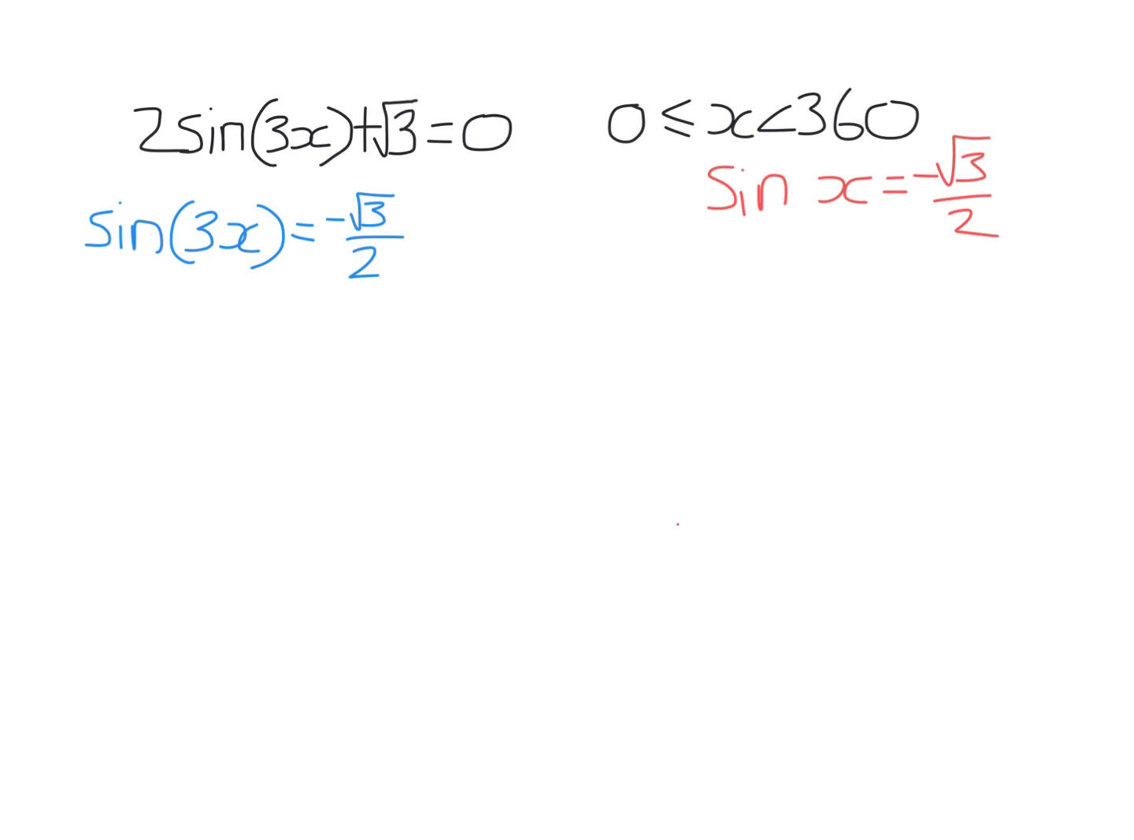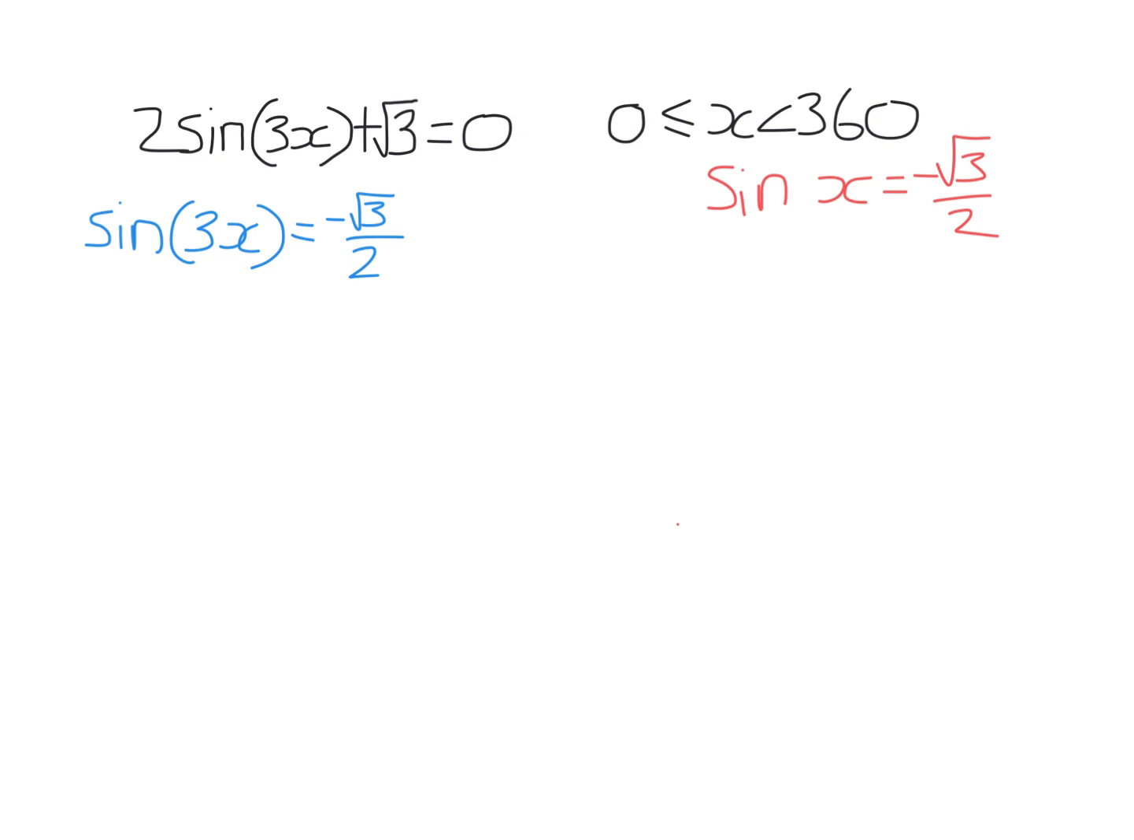So if you're wondering why that is, just think about the graphs of sine x and sine 3x. Instead of having one peak every 360 degrees, sine 3x has 3 peaks every 360 degrees. In other words, there are 3 cycles of this graph per 360 degrees.